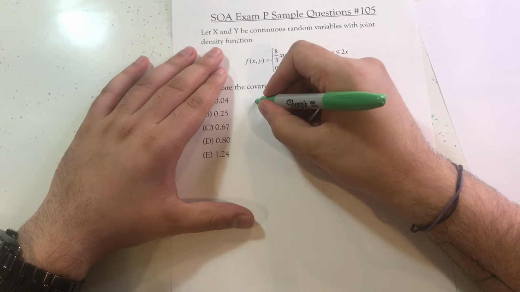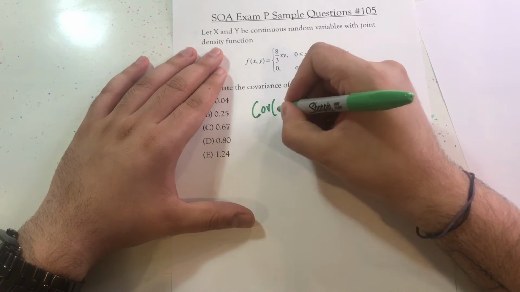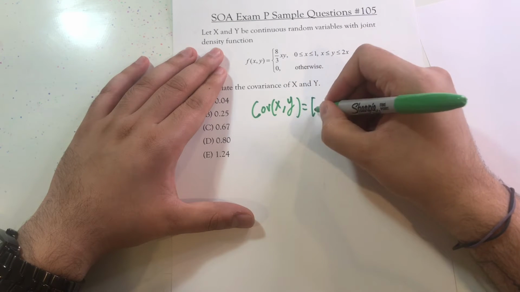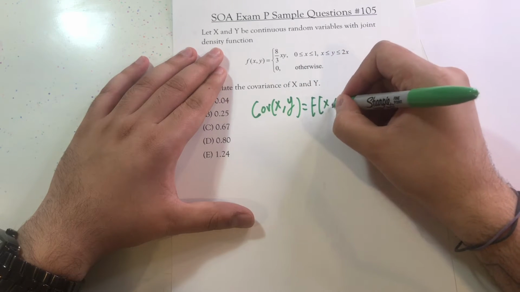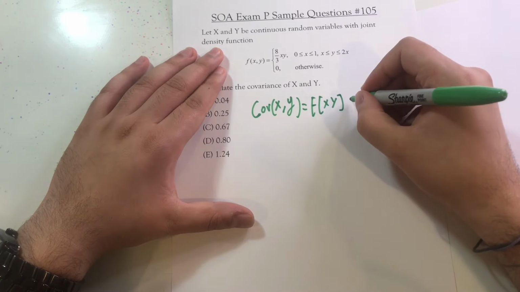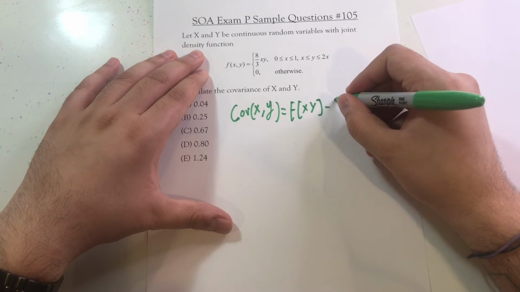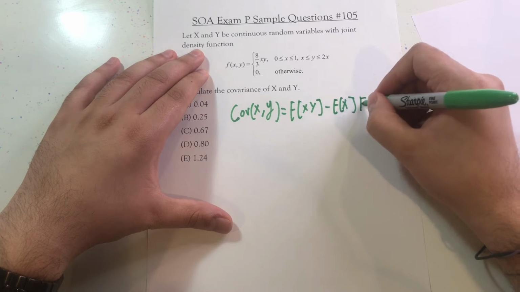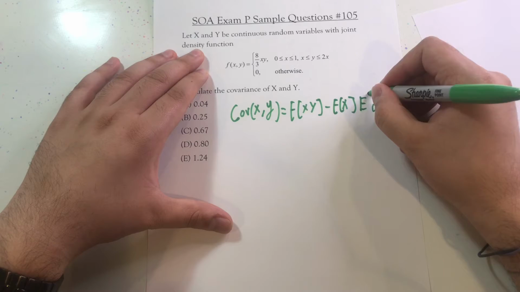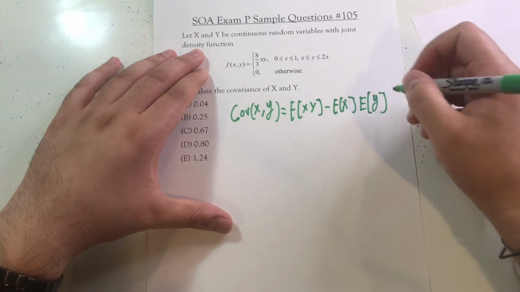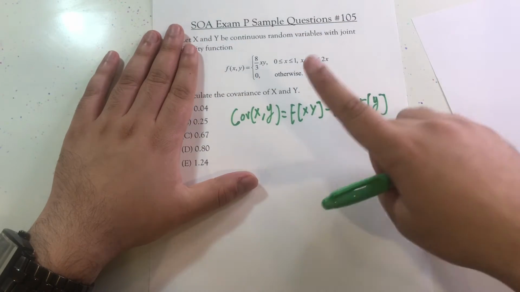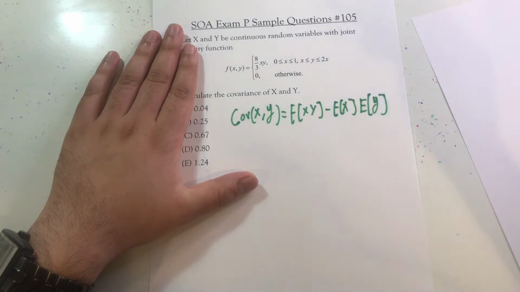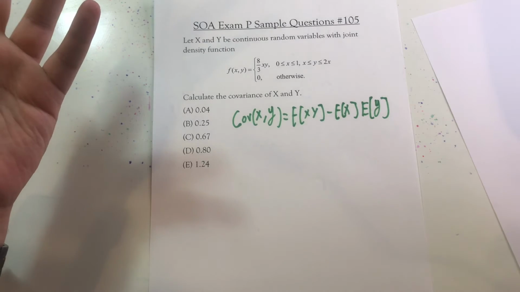The covariance of X, Y is equal to the expected value of XY minus the expected value of X times the expected value of Y. So we're actually going to need to know what the expected value of XY, expected value of X, and expected value of Y are, and let's just go about calculating this.